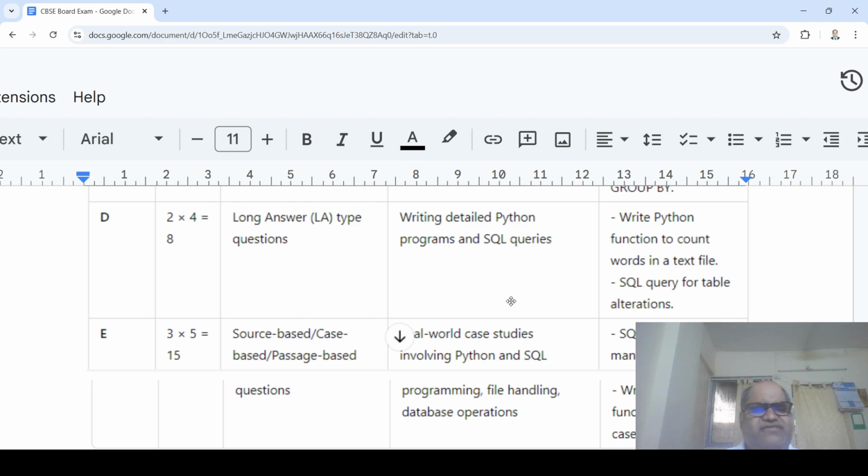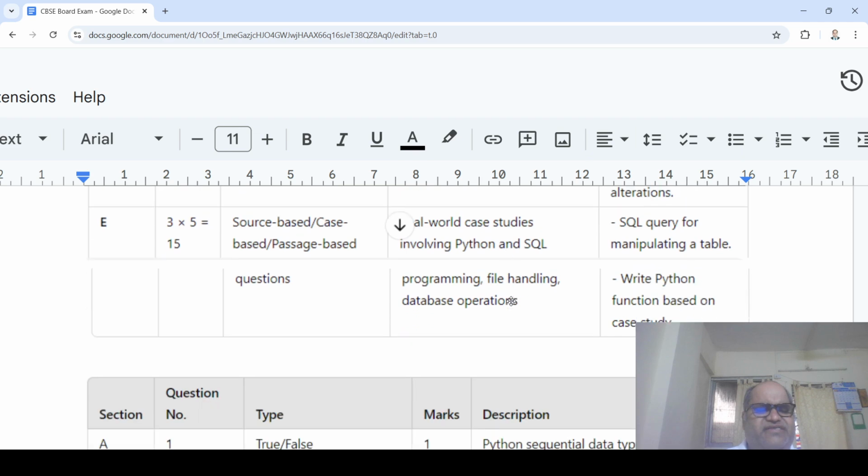In long answers, there were detailed Python programs and SQL queries. So for example, write a Python function to count words in a text file. So you have to choose the right data structure and then process the text word-wise, and then develop code to produce this output. And then an SQL query for altering a table. So those were the other topics tested.